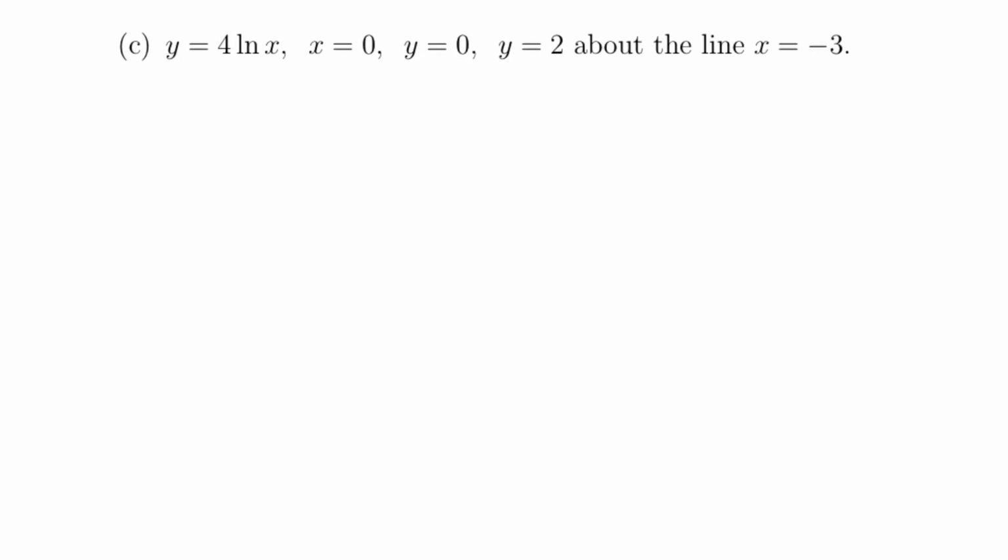Last practice. y equals 4 times the natural log of x, x equals 0, y equals 0, y equals 2, about the line x equals -3. I think you have a homework problem like this. Did you guys have a homework problem like this? Next time I should probably send it around the other axis. I think I'm going to fix my notes in the future and send it around the other way so that we have extra practice. Change that up in my notes for next time.